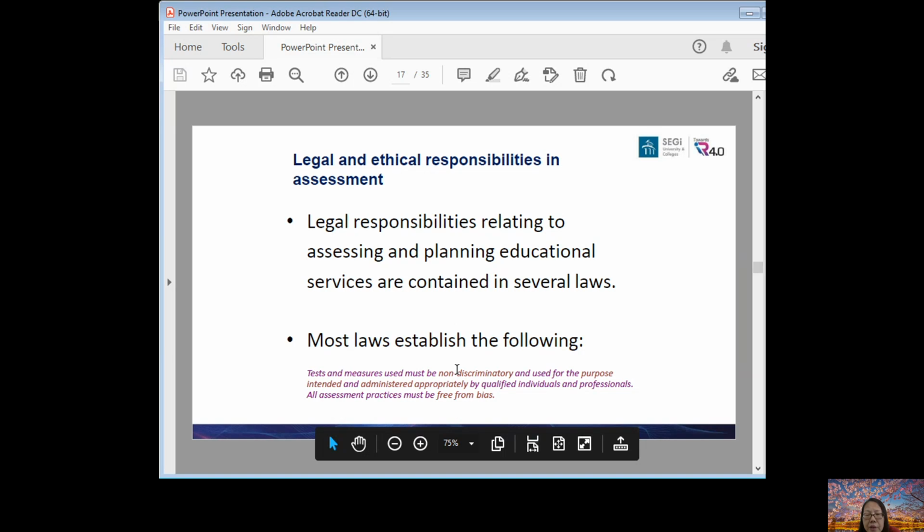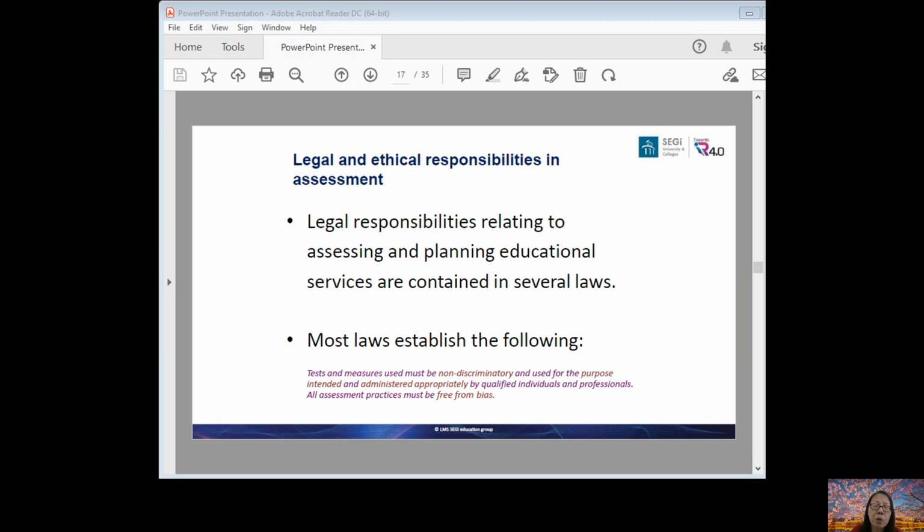Legal and ethical responsibilities in assessment. Legal responsibilities relating to assessing and planning educational services are contained in several laws. Most laws say this: tests and measures used must be non-discriminatory and used for the purpose intended.